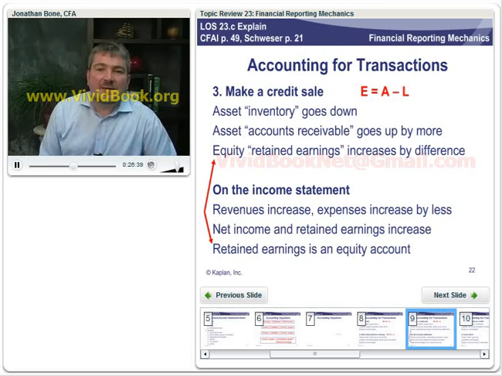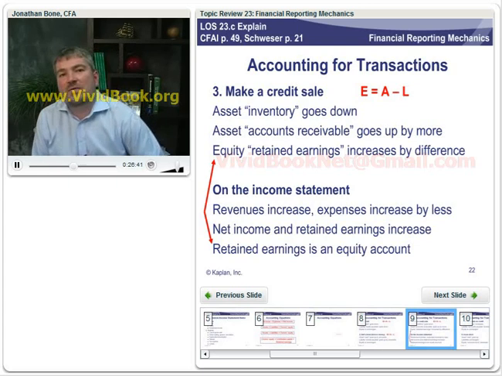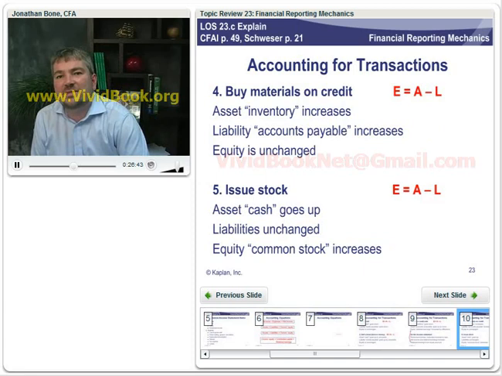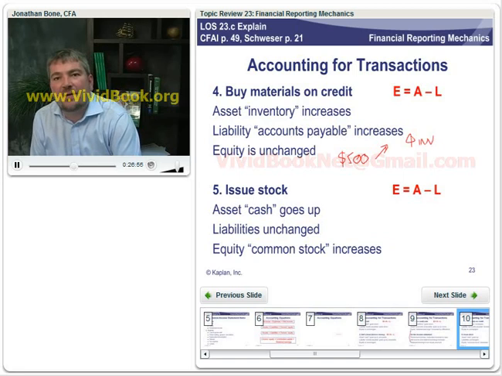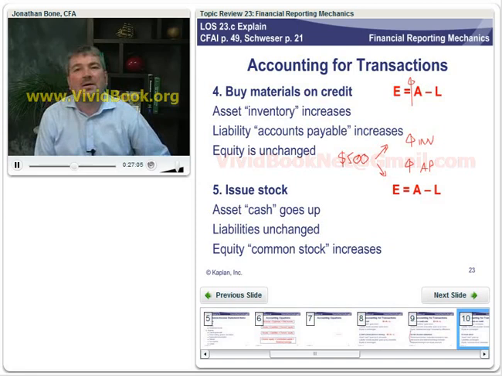Let's have some purchases of materials on credit. Let's say we buy $500 of materials on credit. Okay, if we buy $500 of materials, up goes our inventory by $500, which of course is an asset. But if we bought them on credit, we've not yet paid for them, so up goes our accounts payable by $500. So notice both assets and liabilities would go up by $500. Stockholders' equity would be constant.